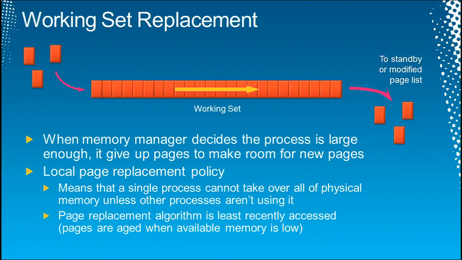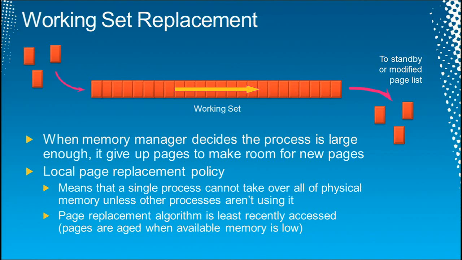This is called a local page replacement policy. Instead of having one giant list with all the pages in the system, like many Unix memory managers have, each process has its own list that it'll start eating itself away in a local replacement policy rather than a global one. The pages are put in a least recently used order. And something called page aging is used to figure out where these pages go on the list.